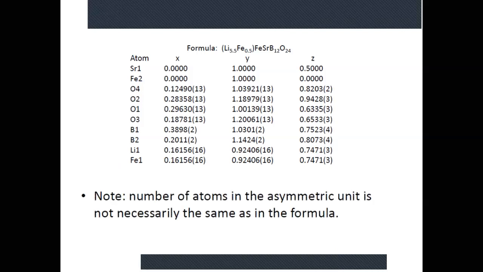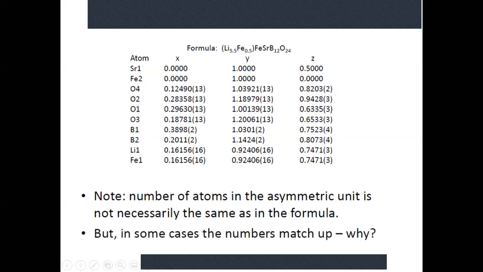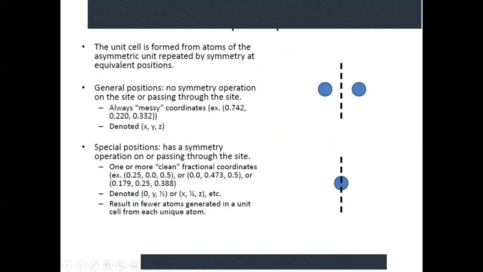And one thing to note is that the asymmetric unit doesn't necessarily have the same number of atoms as the entire formula, because the formula may be generated once you do all the symmetry operations for that particular crystal structure. But in cases that they do match up, that's generally because there's 1 molecule in the asymmetric unit, which is the same as the formula. And we'll talk more about that when we actually solve the crystal structures.